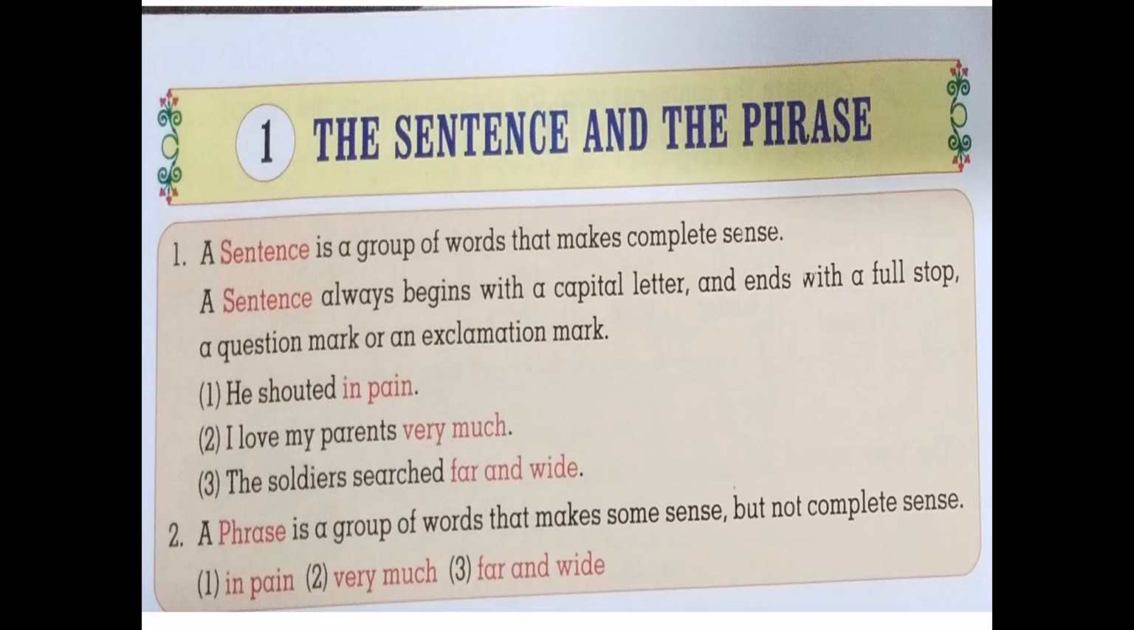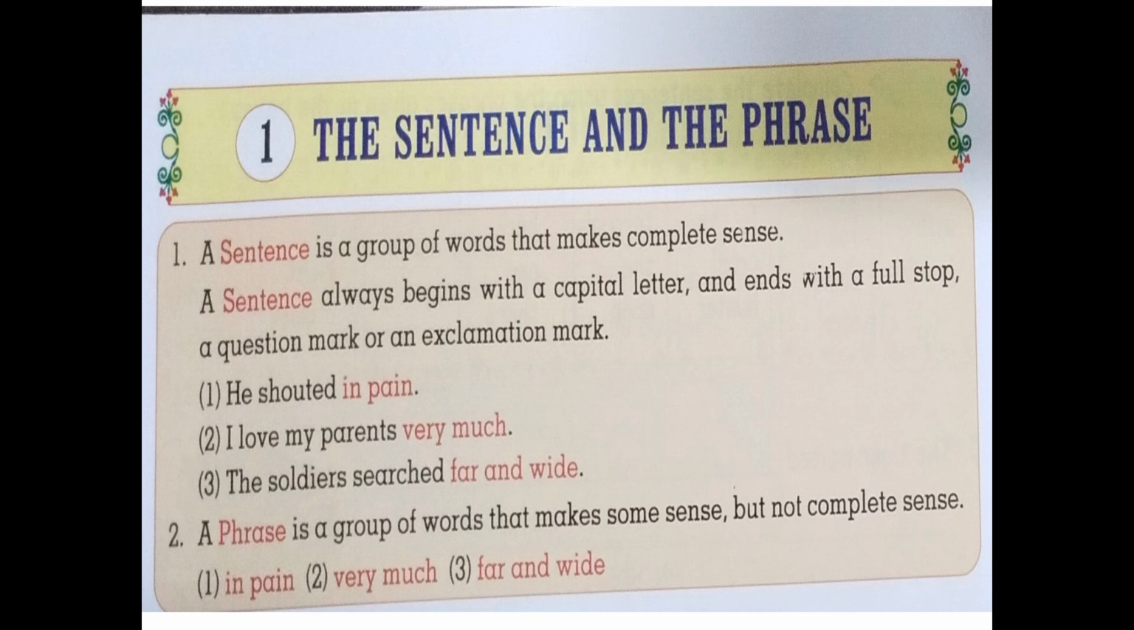The first lesson in this Vikas Golden Grammar Book is the sentence and the phrase. First of all, you should understand what is the difference between a sentence and a phrase. Sentence means a complete statement with a complete meaning. But how is the sentence made?